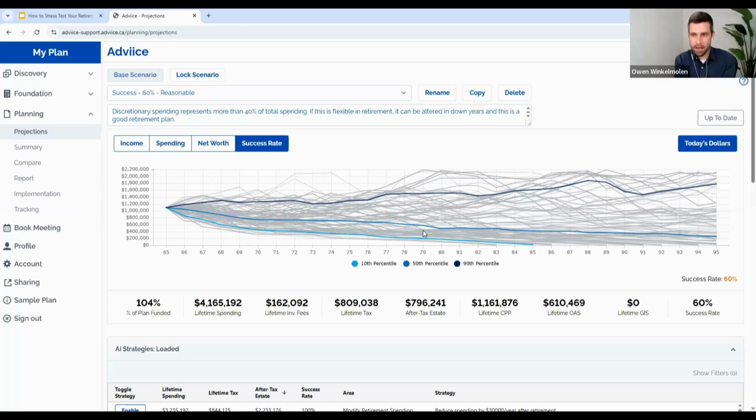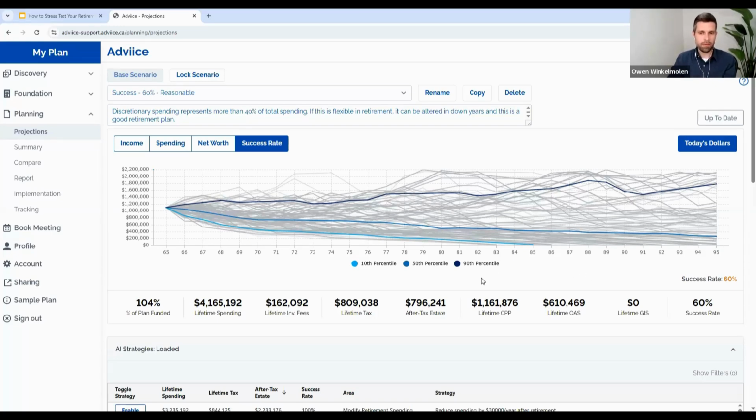So let's go through three examples here. We're going to go through what's a good success rate, but we're going to do it with the context of understanding what's behind those numbers. So here, 60% success rate. Seemingly that wouldn't be great, right? We've got a 40% chance of running out of money. 40 out of 100 of those past periods have run out of money before the end of the plan.